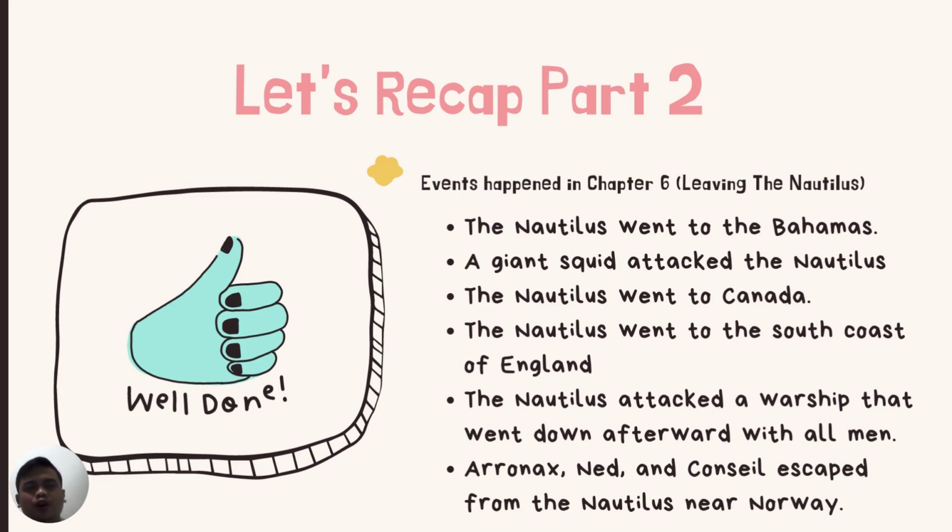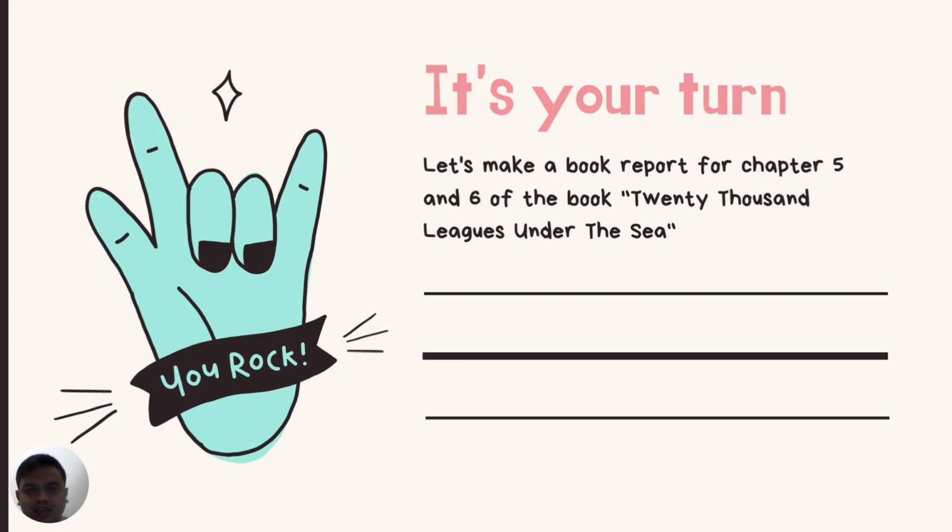Hopefully it can help you to do the book report for chapter 5 and chapter 6, right? Because it's going to be your assignment. It is your turn to make a book report for chapter 5 and chapter 6 of the book 20,000 Leagues Under the Sea. For this, I will share the template that you can print out, or you don't have to print out the template. You just write down the answer. Okay, what you have to do is only to make the book report for chapter 5 and chapter 6.